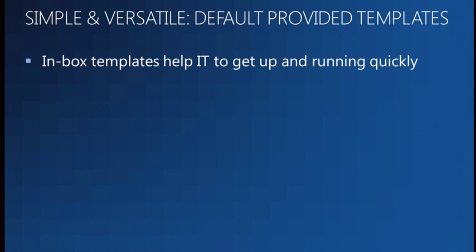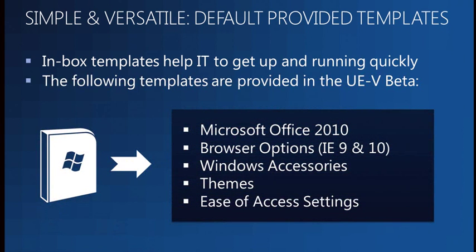So let's move on to what's provided out of the box. Again, this is a list we're trying to refine to make it as easy as possible for you to bootstrap your UEV deployment. So in beta, what we have right now is the Office 2010 suite. We have browser options, IE 9 and 10. We have Windows accessories, and we have the themes, which you saw roam, and then we have ease of access, the accessibility in Windows 7.